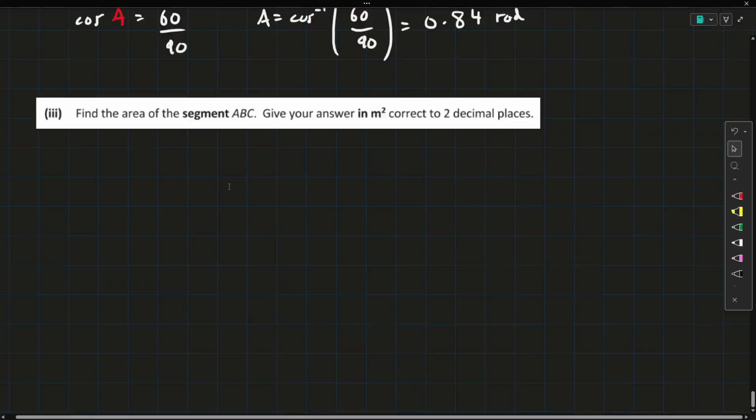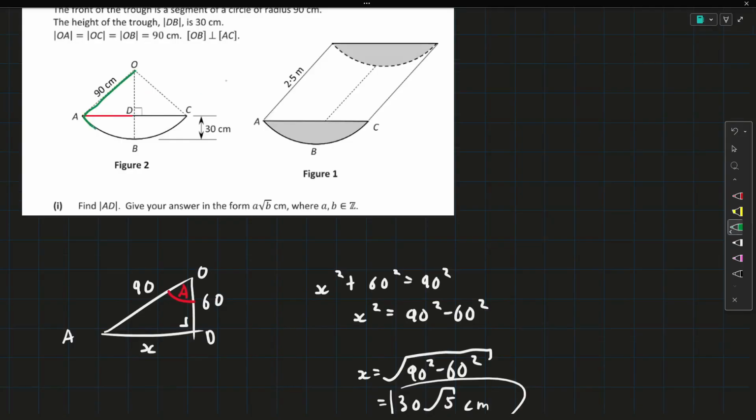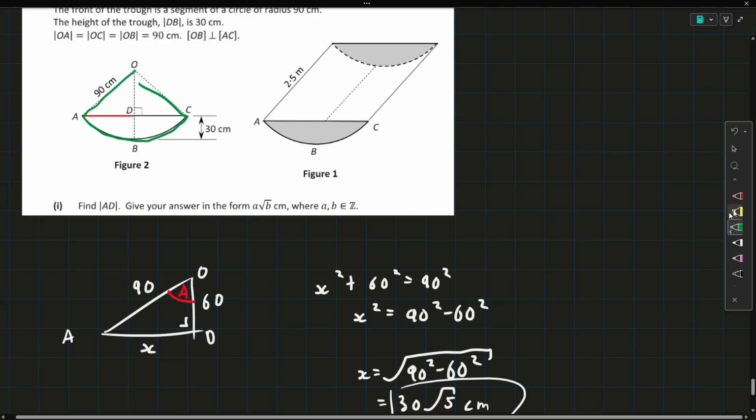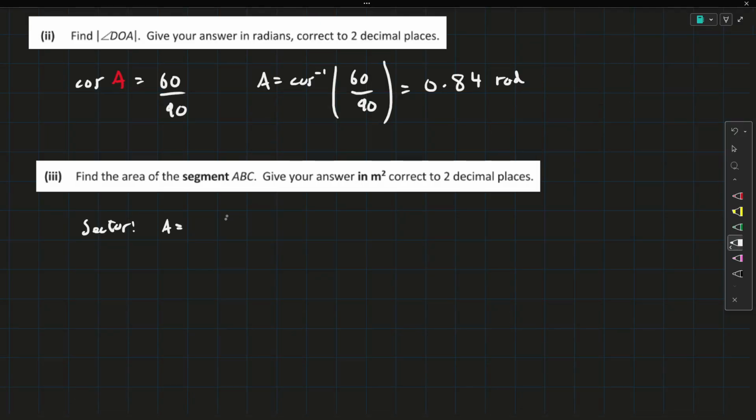Then we have to find the area of the segment ABC. So that's this little bit right here. The way that we can do it is we can find the area of this sector here, and then we can subtract off the area of this triangle up here. For the area of a sector, there is a formula in the tables book, but I'm going to show where it comes from really quickly because it's not too difficult.